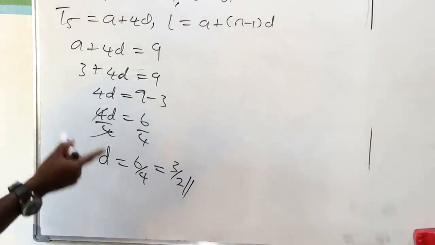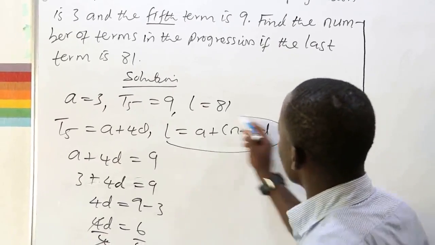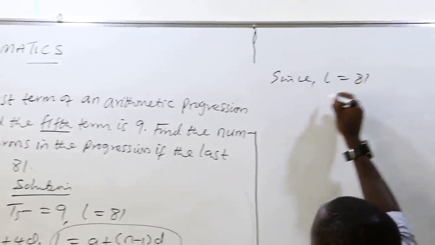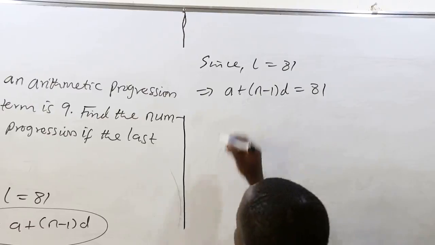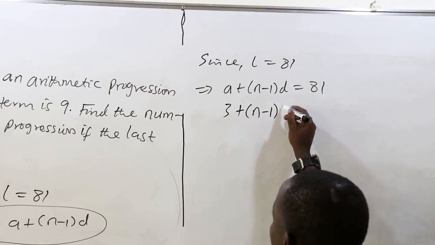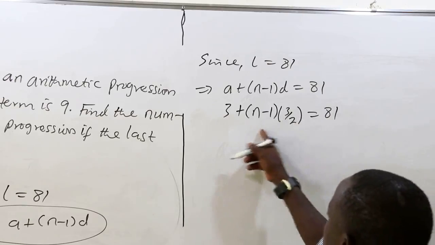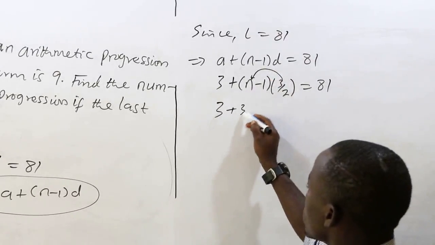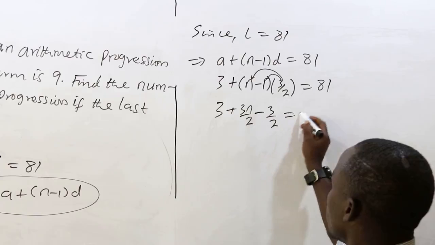But the question is to find n, that's the number of terms, not d. So let's go back. We have the L, that is our last term, is given to us as 81. So since L is 81, that means that a plus n minus 1 d is equal to 81. So our a is 3, as given in the question, plus n minus 1, n is what we are looking for, and then we got d to be 3 over 2. Then we'll now simplify this. So I have 3 plus, multiplying 3 over 2 through, this gives us 3n over 2, and the whole of it also multiplies this to give us minus 3 over 2, equals 81.